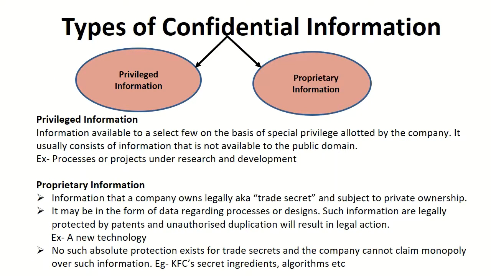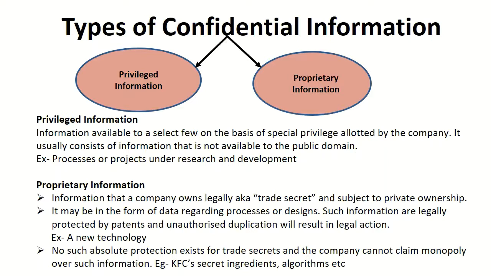Types of confidential information. There are two types. One is the privileged information, the other one is the proprietary information. Privileged information: information available to a select few on the basis of special privilege allotted by the company. It usually consists of information that is not available in the public domain. Example, processes or projects under research and development.